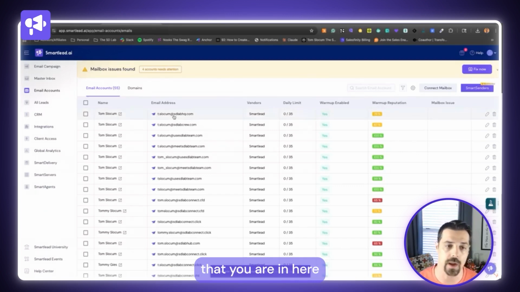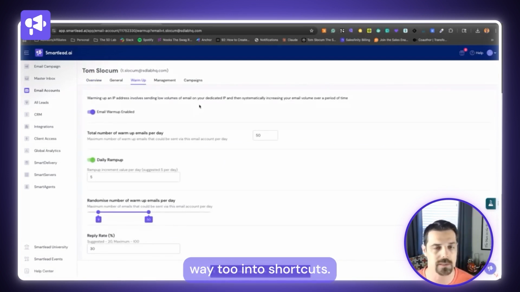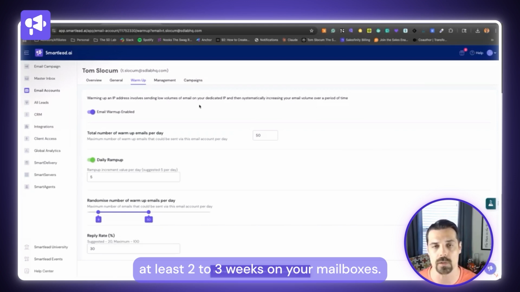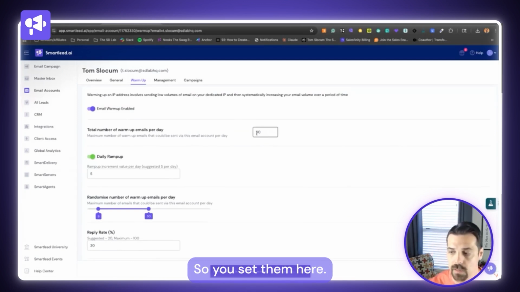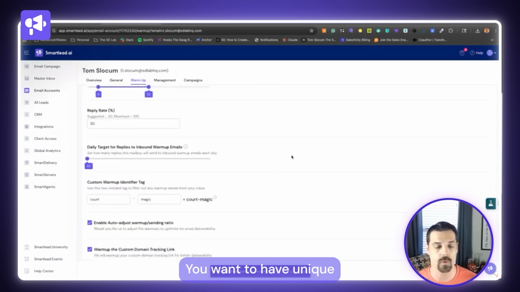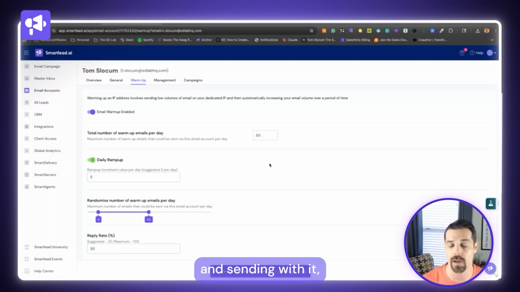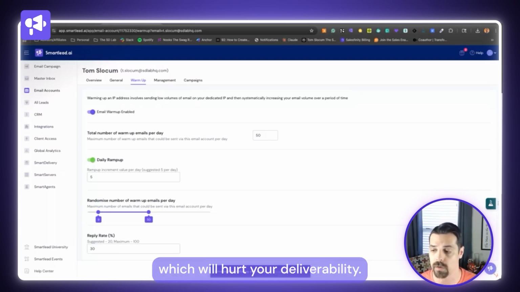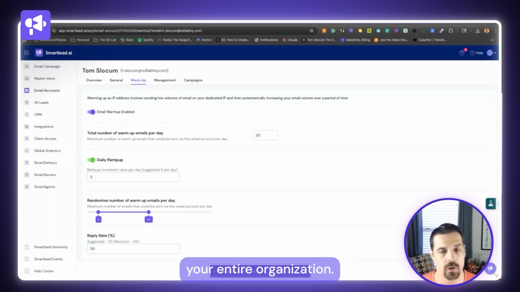And you really want to make sure that you are in here setting up the right things around warm-up. This is where people get way too into shortcuts. You do need to wait at least 2 to 3 weeks on your mailboxes once you activate them and get them in here. You need to warm them up, right? So you set them here. You want staggered send windows, ramp caps gradually. You want to have unique tracking domains on here. You want to adjust all of this so that box is sending and receiving messages and establishing some credibility before you start going out and mass sending with it, which will hurt your deliverability. So multiple domains is key, so one bad actor doesn't nuke your entire organization.